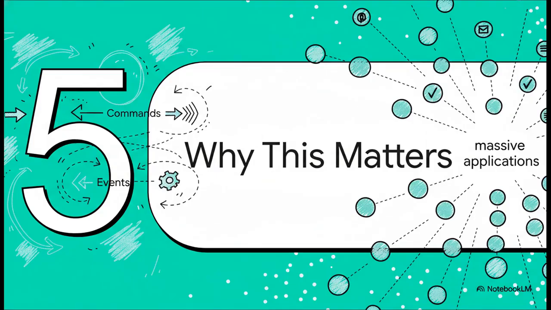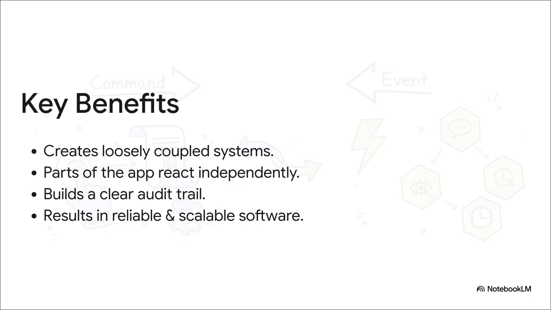Now, this might all seem like a pretty small technical detail, but this separation between asking for something to happen and reporting that it happened, well, it's the secret sauce that allows these giant applications to actually work. So let's talk about why it matters so much. First off, it creates what's called loosely coupled systems. Fancy term, but the idea is simple. The part of the app that takes your order doesn't need to know a single thing about the part that sends emails. It just shouts, "Hey, an order was submitted," and the email service reacts all on its own. This means if one part breaks, the others can keep on working. It makes the whole thing more reliable, flexible, and way easier to grow. Plus, as a bonus, this stream of events creates a perfect, unchangeable audit trail of everything that's ever happened.